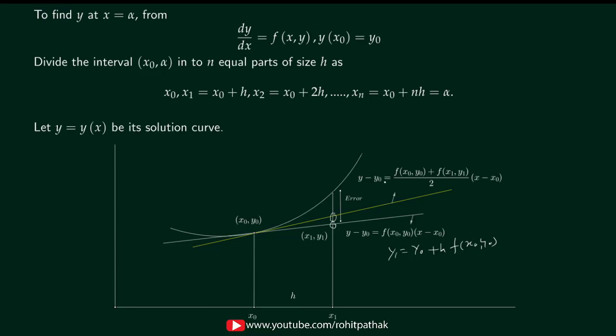At each point x0, y0, x1, y1 up to x(n minus 1), y(n minus 1), we replace the tangent by another line with the slope as the average of the slopes at two consecutive points, and find the estimate of y using the point of intersection of this line with that vertical line. So in this way, we obtain better values of y1, y2 up to yn. This is the idea of modified Euler's method.